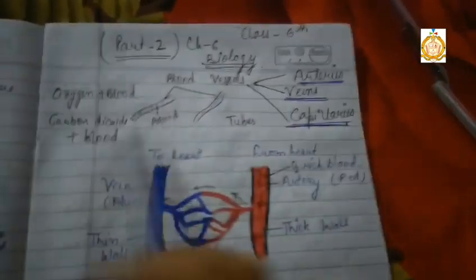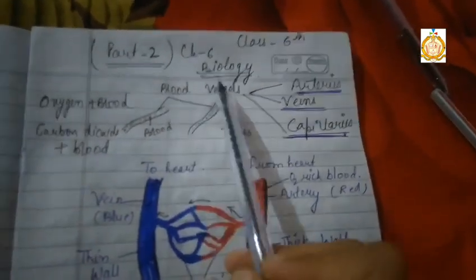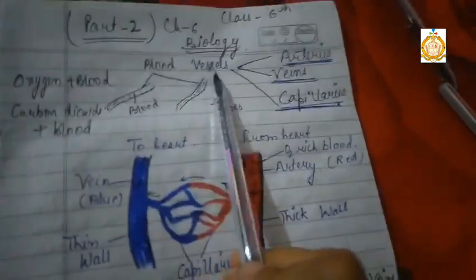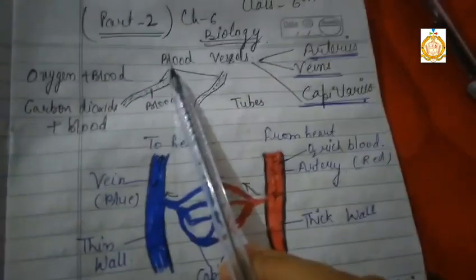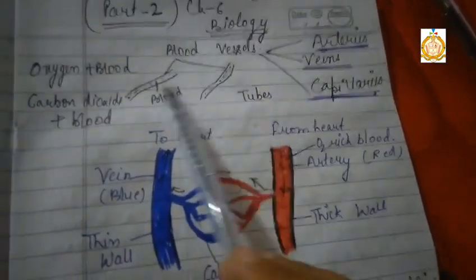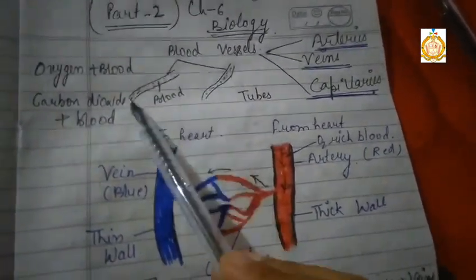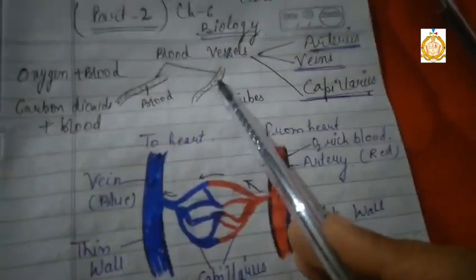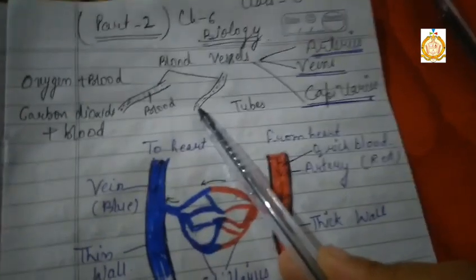Hello students, welcome back to your biology class. Today I'm going to teach you the next topic of your chapter, circulatory system. The topic is blood vessels. First of all, what are these blood vessels? Blood vessels are tube-like structures in which the blood flows.